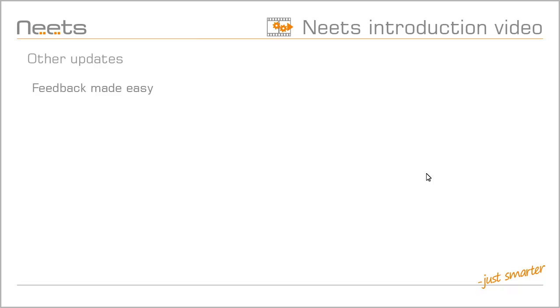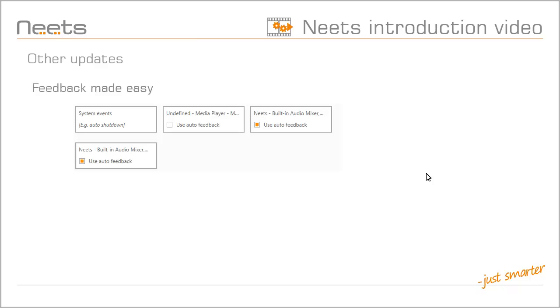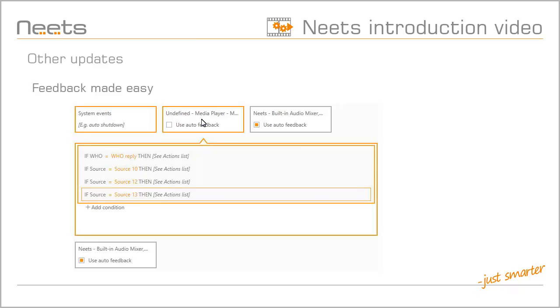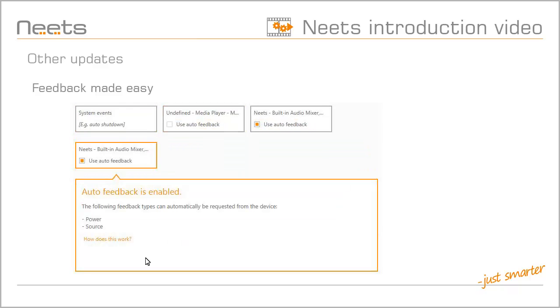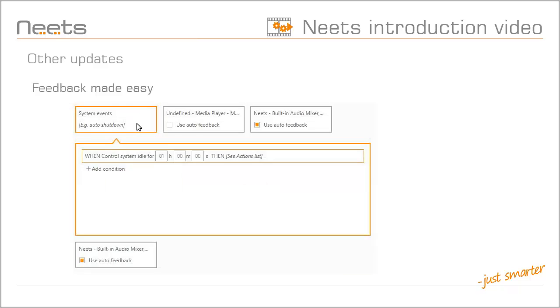Feedback has also been updated in Project Designer 1.8. Each device that has support for feedback will now automatically have a box in Feedback. When you select a device feedback box, you will have a list of feedback conditions for this device. Furthermore, there is now an option to enable auto feedback, making the feedback all automatic for that selected device. System Events has also been added, making it possible to create an auto shutdown event with a system idle condition.